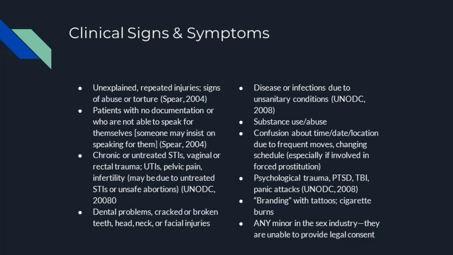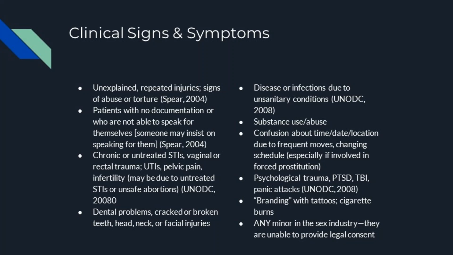So you want to look for things like unexplained repeated injuries that could be a sign of abuse or torture, patients who may be unable to speak for themselves or there's someone who insists on speaking for them. If they don't know where their documents are, ask them why. If you have anyone who has any chronic or untreated gynecological problems, or even for males, if they have rectal injuries, this is something that is worth questioning the origin and duration of the issue, especially if it seems like they are unclear about the origins or duration or are even lying about it. Try just another line of questioning.